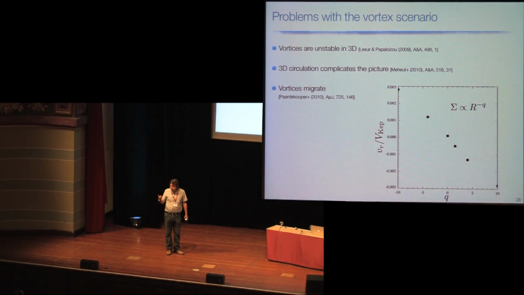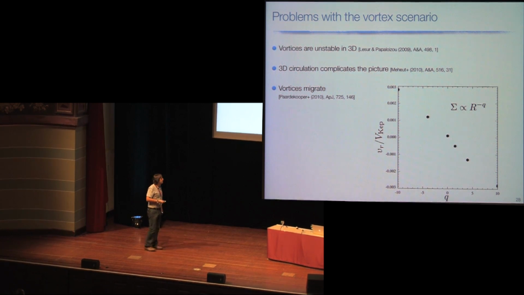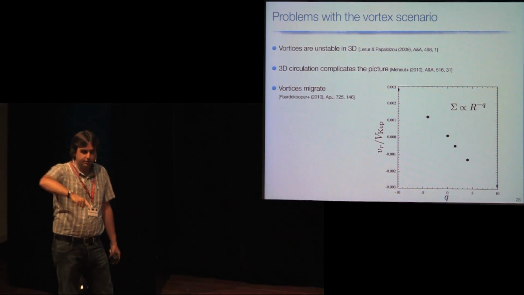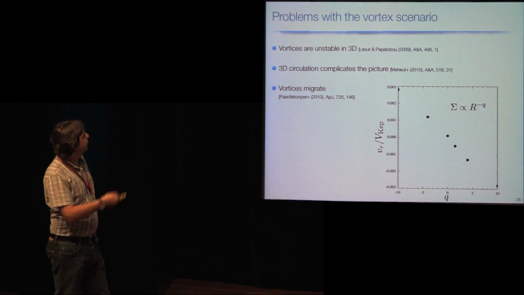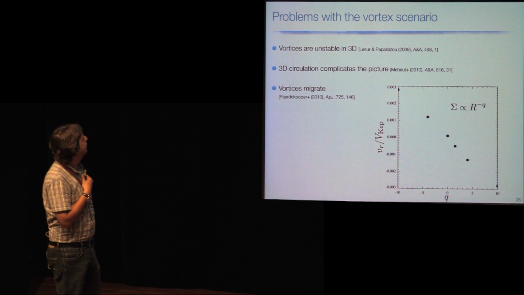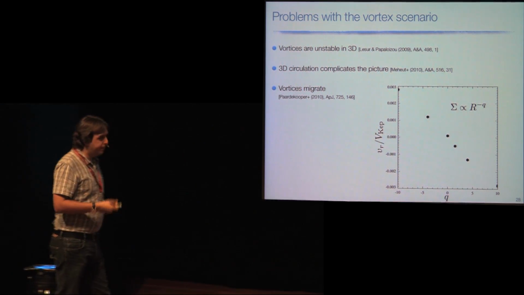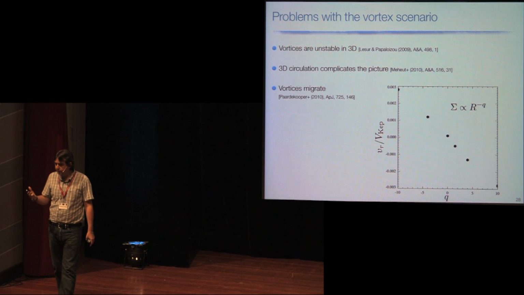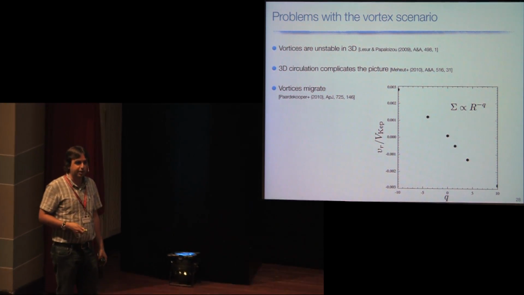Secondly, you can have 3D circulation. This is well known. For example, in atmospheric science, if you look at cyclones, they undergo a 3D circulation in which you have vertical motion in the heart of the vortex. And that was shown in the context of accretion disks by Eloise Meyer et al. And finally, vortices can migrate. Just like planets migrate, vortices migrate as well.